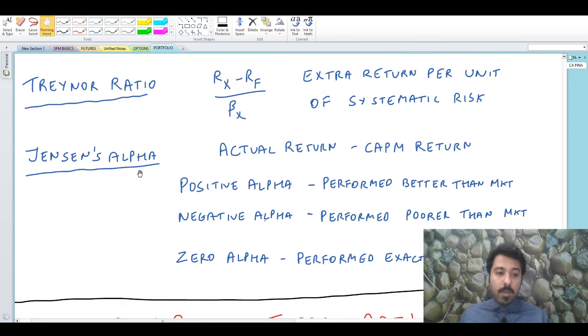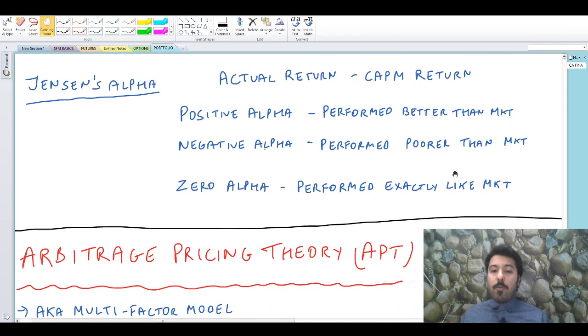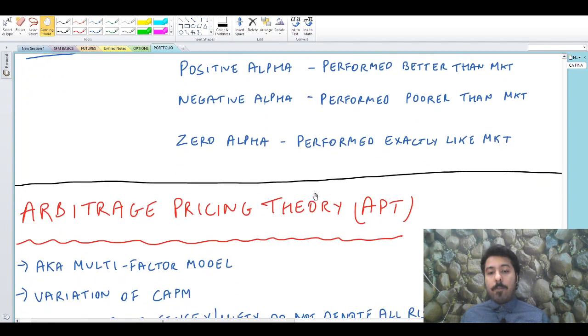Okay. Jensen's alpha, actual return minus CAPM return. CAPM return, R equal to RF plus beta into RM minus RF, right? So actual return minus CAPM return is called Jensen's alpha. Positive alpha means that you have performed better than the market, obviously. Like if it is 20 and it is 15, so we have 5%, 5. Positive means you have performed better than the market. Negative means you have performed poorer than the market. Zero alpha means you have performed exactly like the market. 15 is your return, 15 is what CAPM earns. So you're performing in tandem with the market, right?